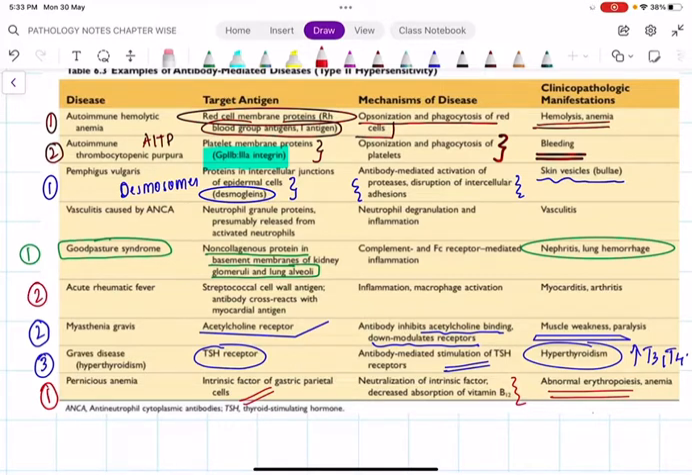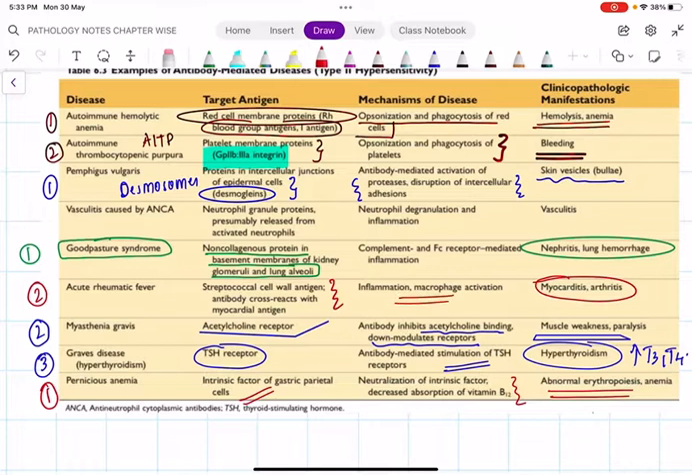Number 2, acute rheumatic fever. In acute rheumatic fever, the antibodies will be produced against the streptococcal wall antigen. Remember, the antigen of the streptococcus mimics the antigen of our own myocardium. As a result, when the body attacks the streptococcal antigen, the body will harm its own myocardium, resulting in myocarditis and arthritis. This is what we call acute rheumatic fever or rheumatic heart disease. Fine, you will learn much more in microbiology.